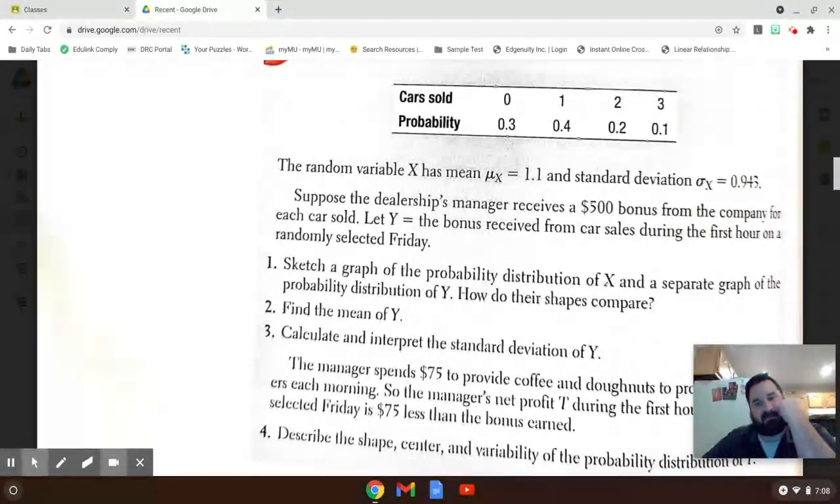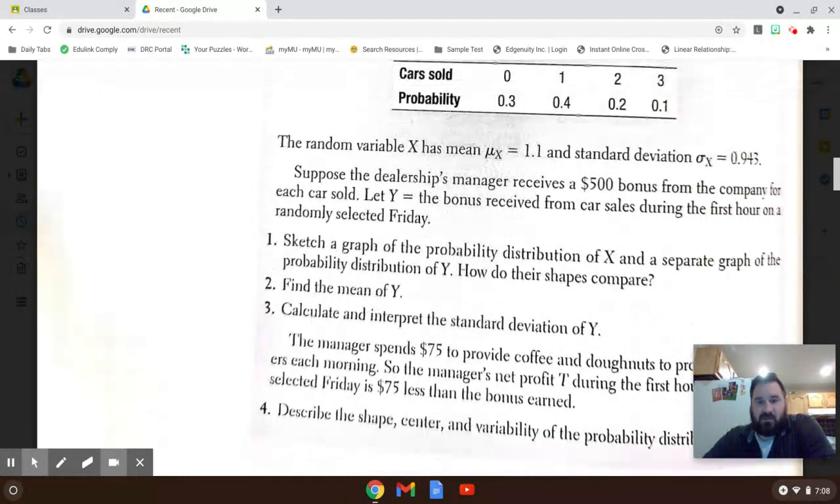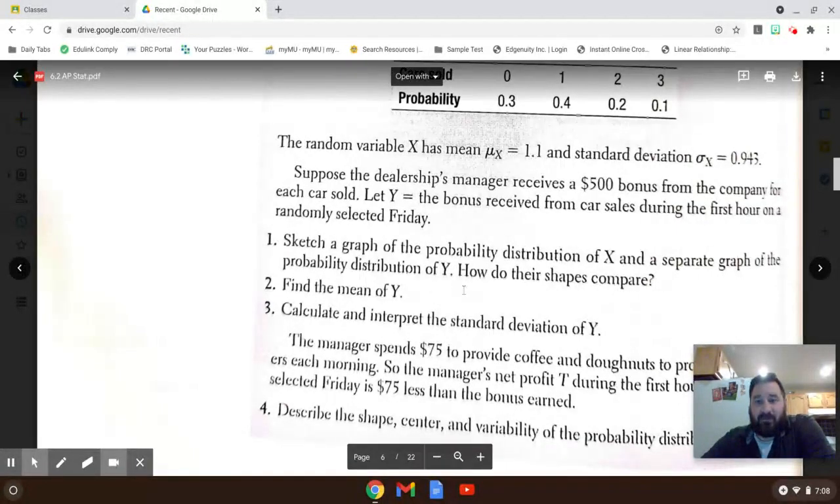Suppose the dealership's manager receives a $500 bonus from the company for each car sold. So I'm thinking that we're going to be adding money. Let the random variable Y be the bonus received from car sales during the first hour. Sketch a graph of the probability distribution of X and a separate graph for the probability distribution of Y. So X is going to be as is here, but Y is going to be with our $500 bonus.